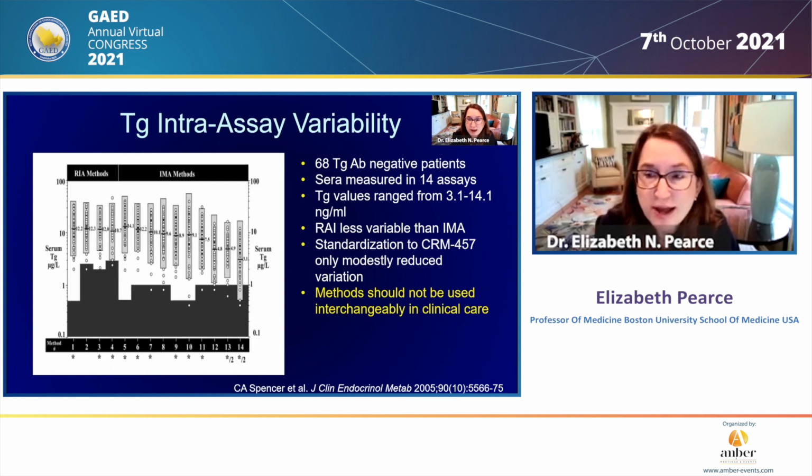So radioimmunometric assays may be less variable than immunometric assays, but it's those immunometric assays that are more widely available. And the key here is that we can't really use different thyroglobulin assays interchangeably in clinical care, that ideally we would use the same assay over time in the same patient so that we are sure that changes in thyroglobulin levels are truly meaningful.